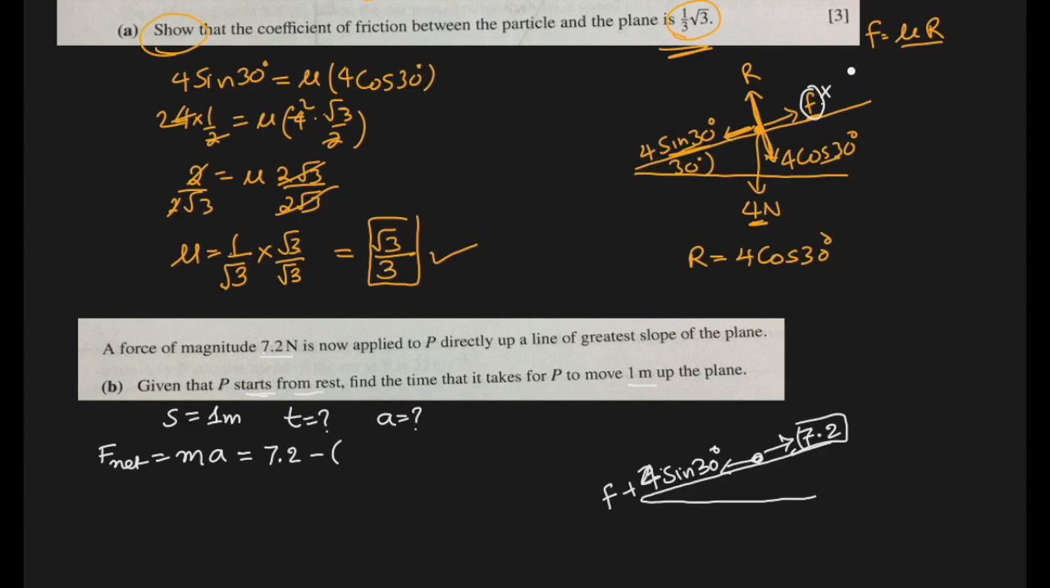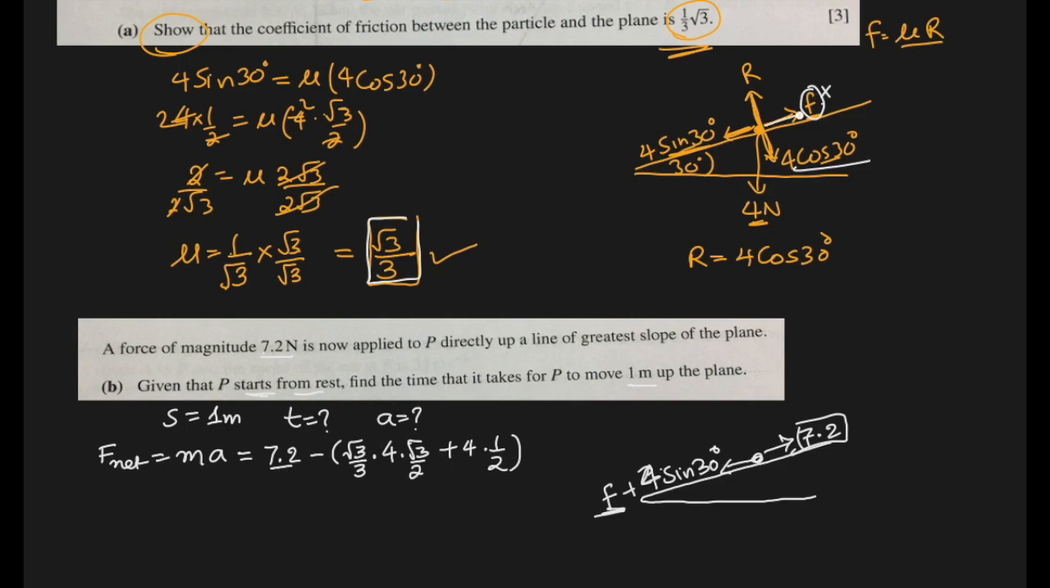We got this thing, yeah, this was square root 3 over 3, right? That was mu. So F I will write as mu R. So square root 3 over 3 R. R was how much? 4 cos 30. 4 cos 30 is square root 3 over 2. All right, this F is done. 4 sine 30 plus 4 sine 30. Sine 30 is half. So let me again write the value of half.